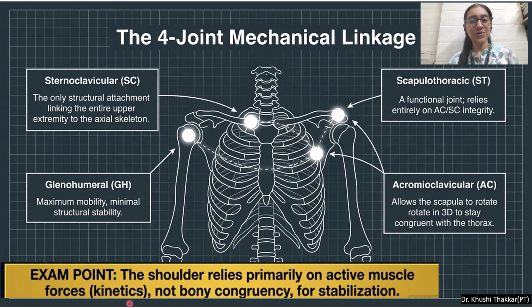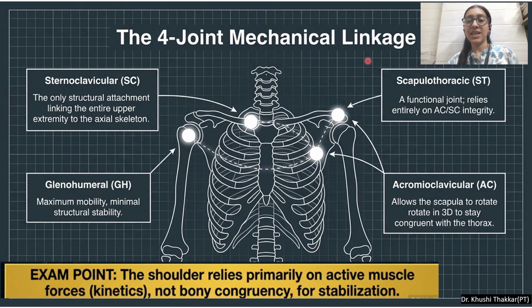A brief review of the four joints which we have studied in the previous parts. So first comes the sternoclavicular joint. The sternoclavicular joint is the only structural attachment linking the entire upper extremity, that is the entire appendicular skeleton, to the axial skeleton. Next comes the acromioclavicular joint. This allows the scapula to rotate in 3 degrees to stay congruent with the thorax. The next comes the most mobile, your glenohumeral joint, which has maximum mobility, which compromises the stability.